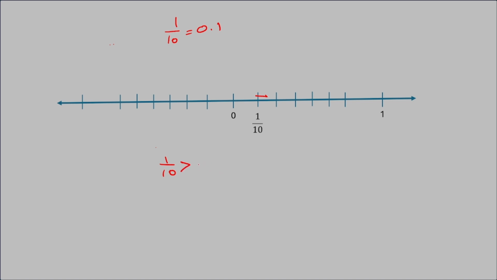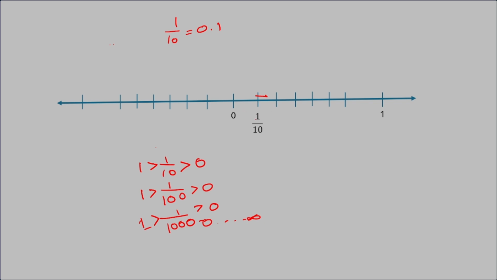So 1 by 10, which equals 0.1, is greater than 0 and less than 1, right? What about 1 by 100? It is also greater than 0 and less than 1, right? Same with 1 by 1000, 1 by 10,000, and it can go on till infinity. No matter how much you increase the denominator, the number will still be in between 0 and 1.